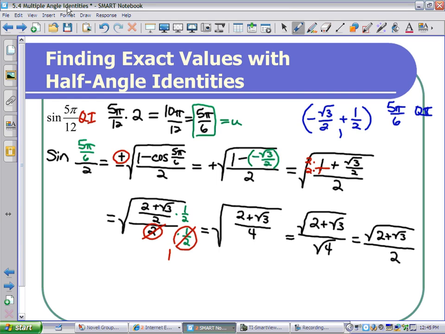Now, if you wanted to check your answer, the way you can check your answer is to type in the square root of 2 plus the square root of 3 all over the quantity 2 and get your answer, and then type in sine of 5 pi over 12 in radian mode, and you could see that they both come out to be the same thing.